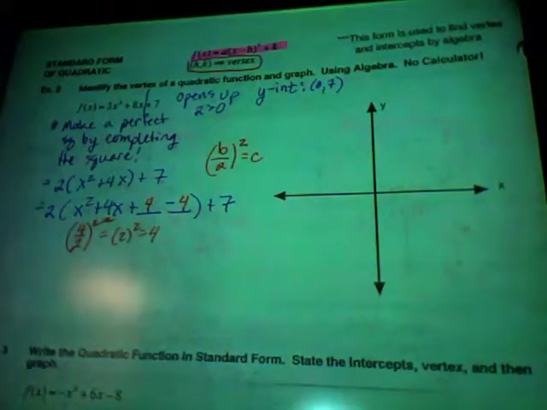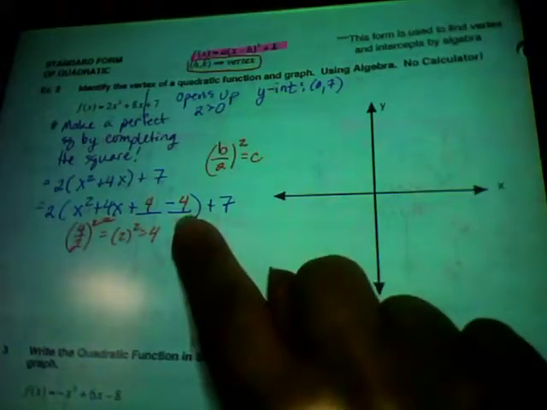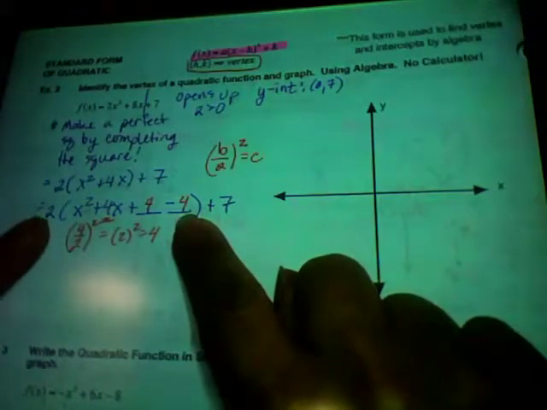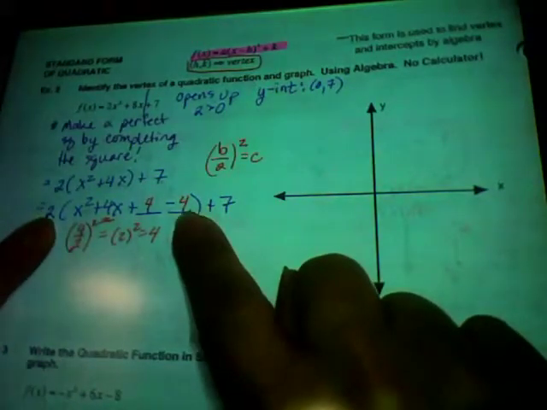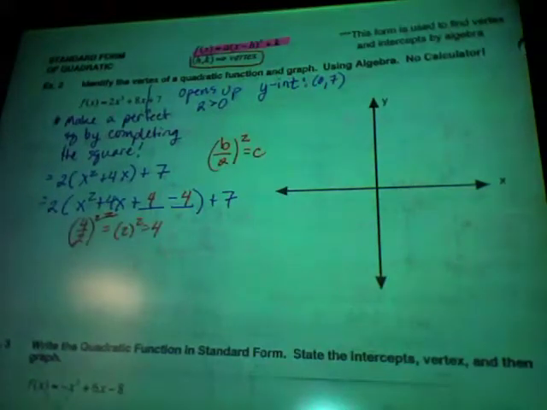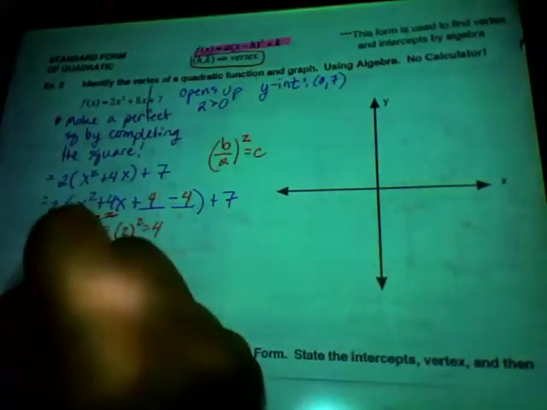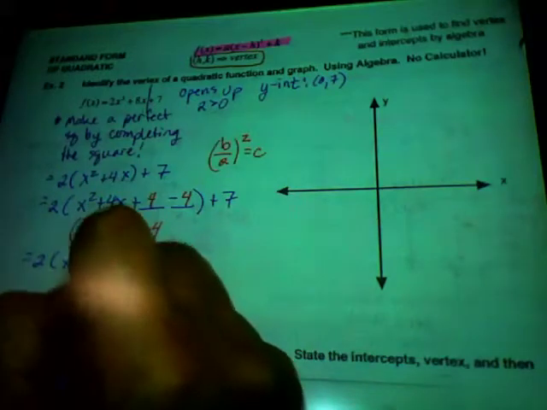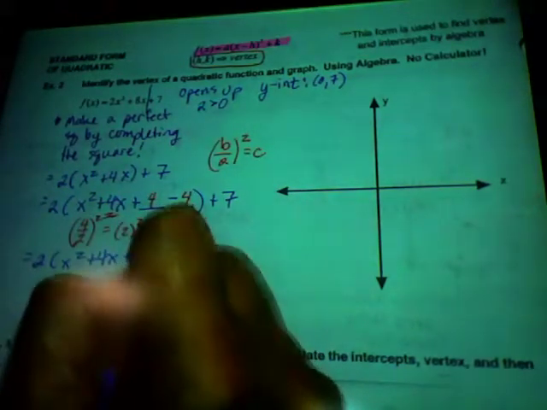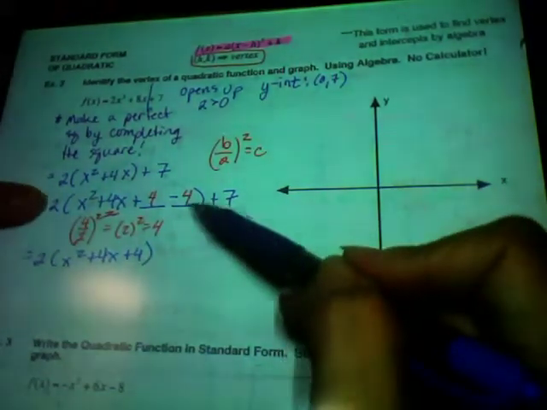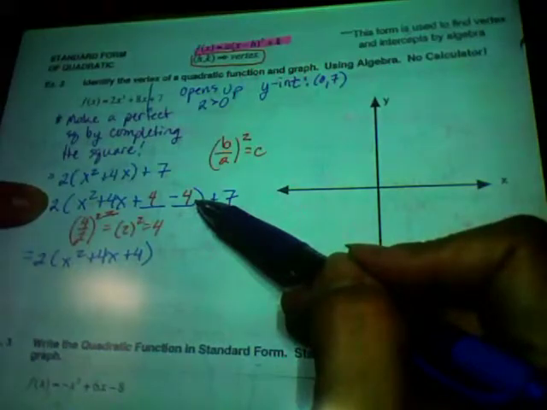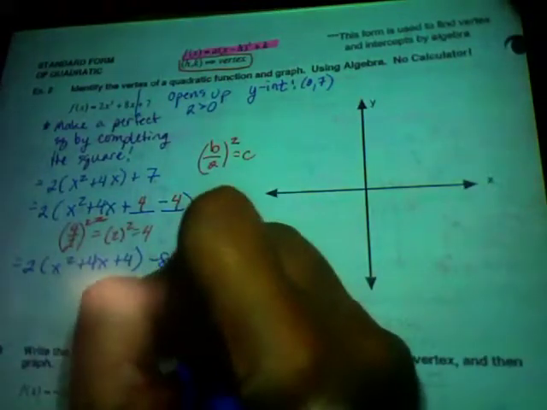Well, here's the deal. Do I want the minus 4 in there? No. In order to get the minus 4 out of the parentheses, what do I have to do first? What's in front of the parentheses? Yeah, so I have to multiply the 2 by the negative 4 first. So here's what I end up actually having. 2 parentheses x squared plus 4x plus 4 end parentheses. To get rid of this, I really have a what? Negative 8. So then minus 8 plus 7.